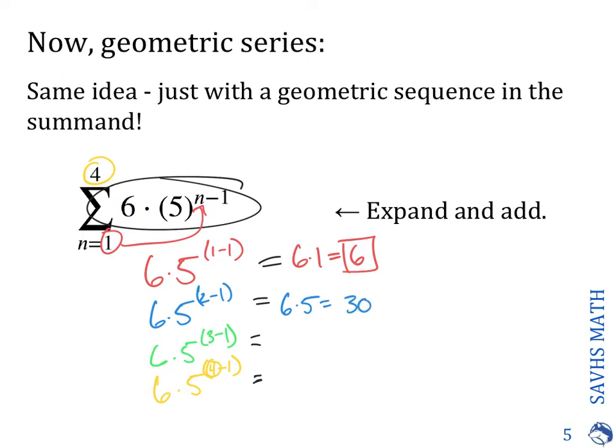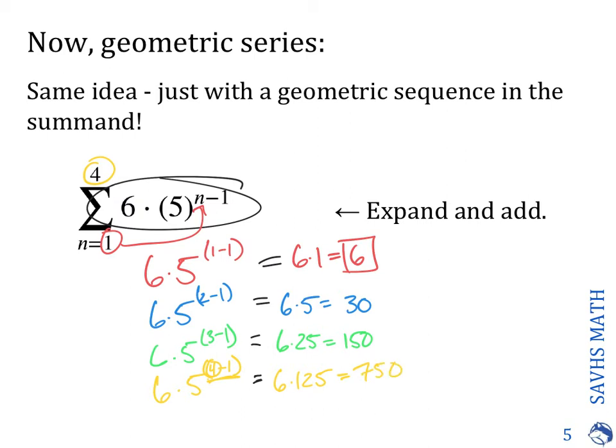The next one, 3 minus 1 is 2. So 5 to the 2 is 5 squared. That's 5 times 5. 5 squared is 25. So I get 6 times 25. And I get 150. 4 minus 1 is 3. 5 to the third is 125. So I get 6 times 125. And I get 750.